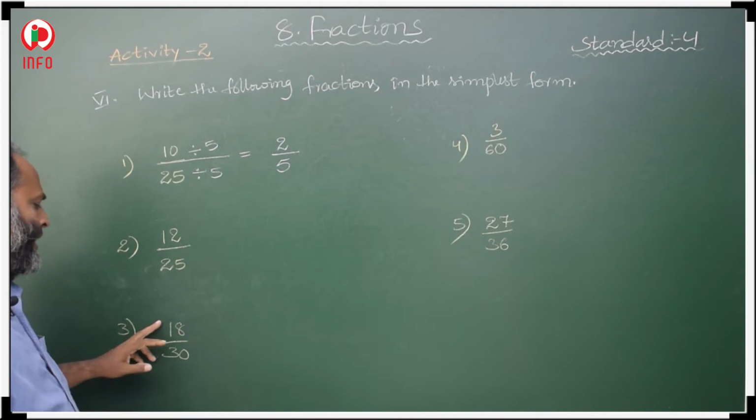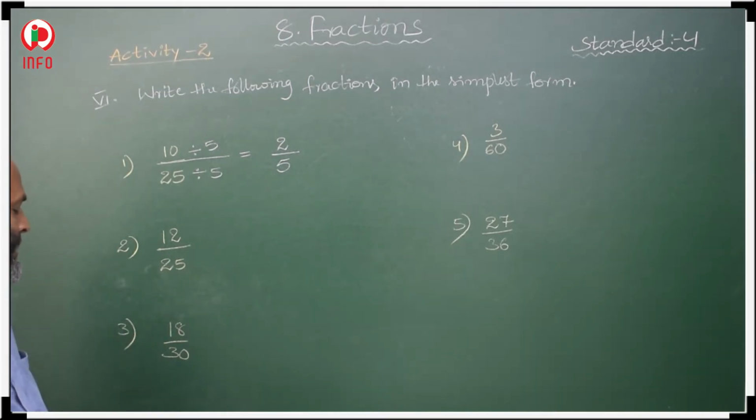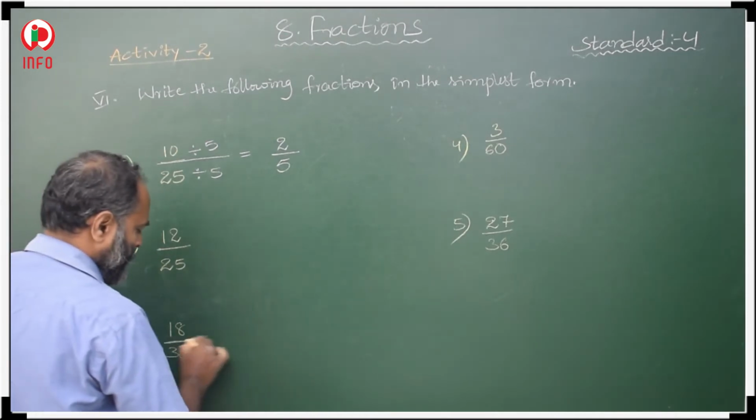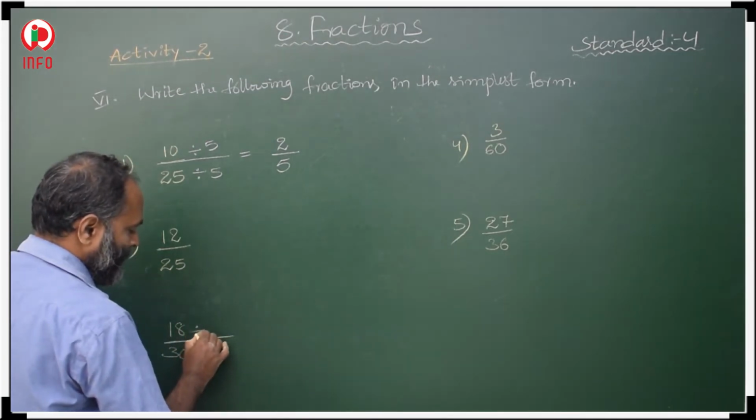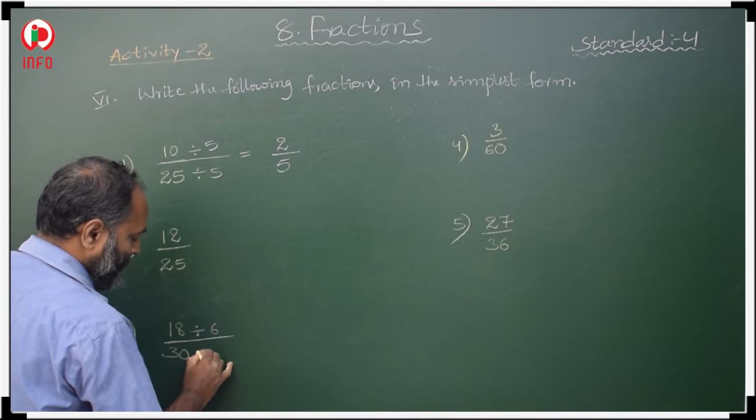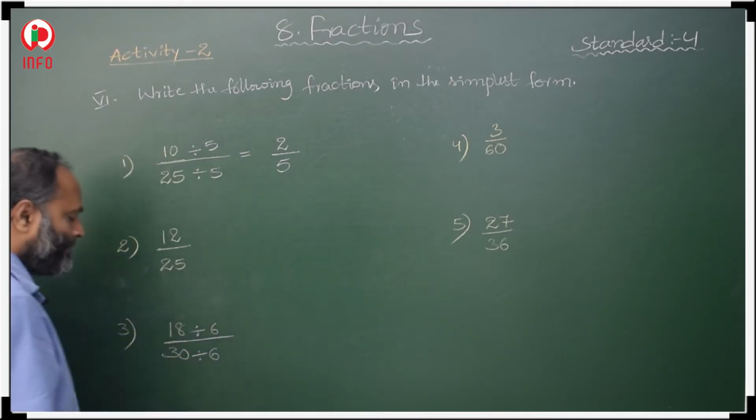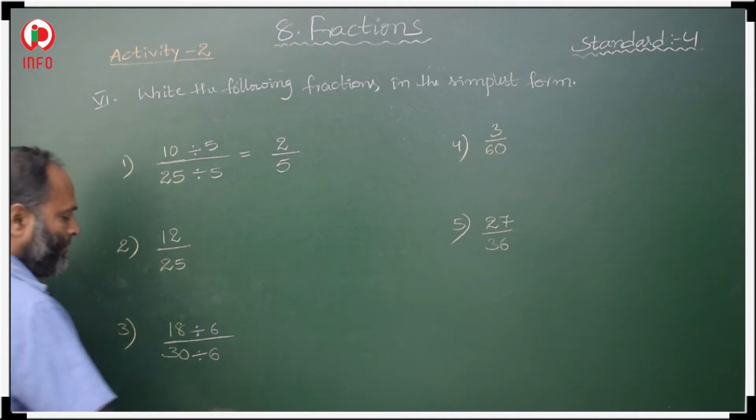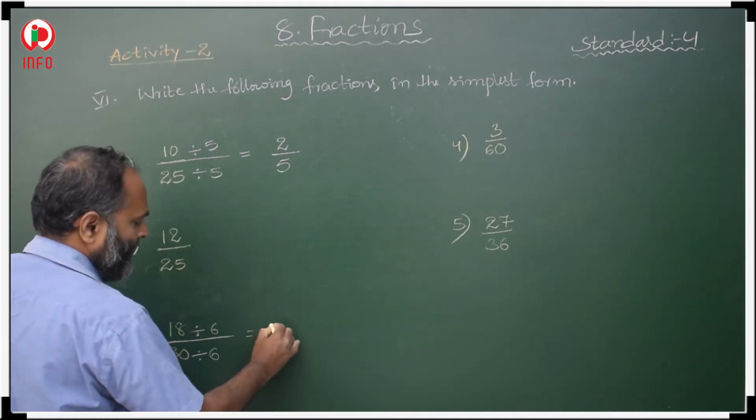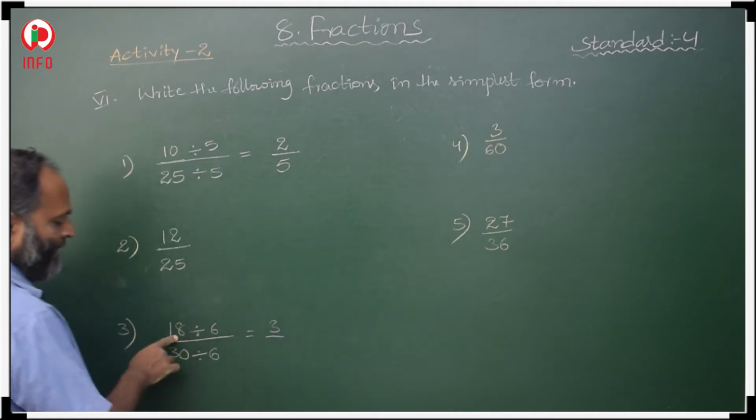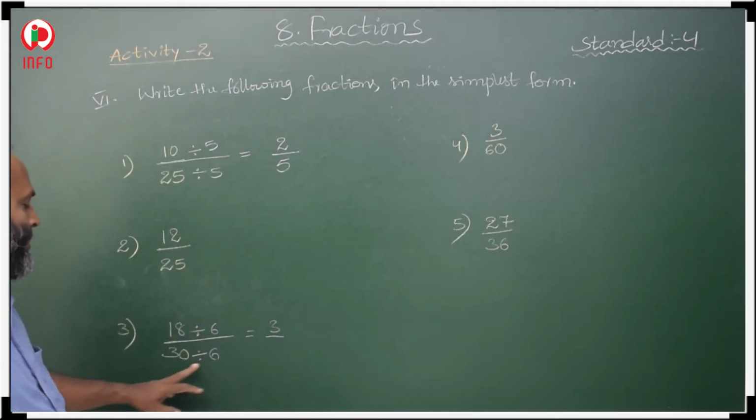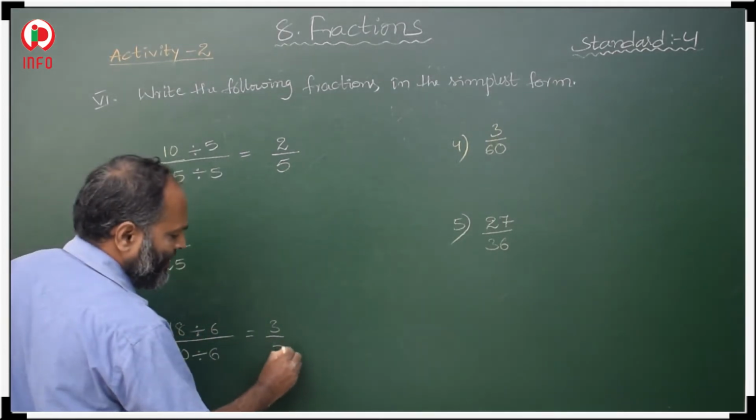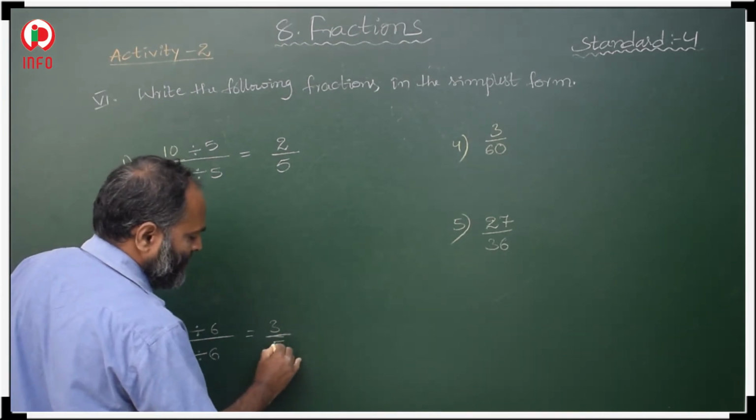Now 18 and 30. These two are divisible by 6. So numerator is divided by 6 and denominator also divided by 6. Now how? In the 6 table, when you get 18, 6 threes are 18. In the 6 table, when you get 30, 6 fives are 30. So 3 by 5, this is the simplest form.